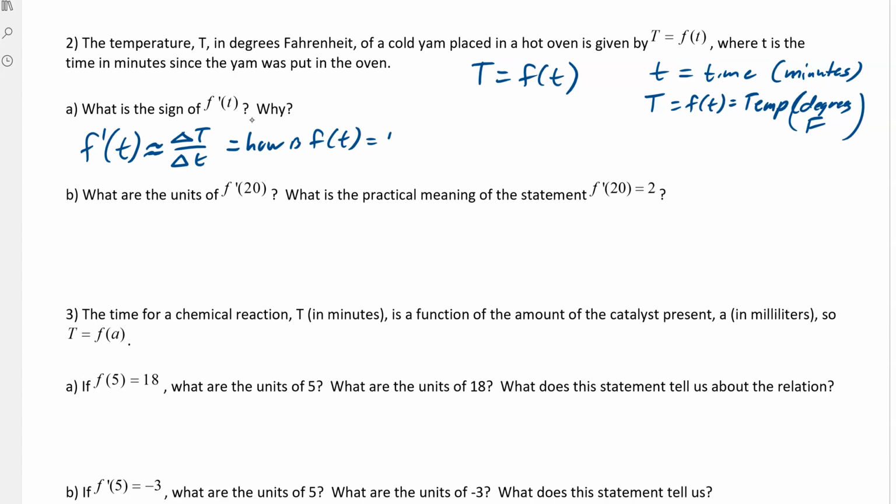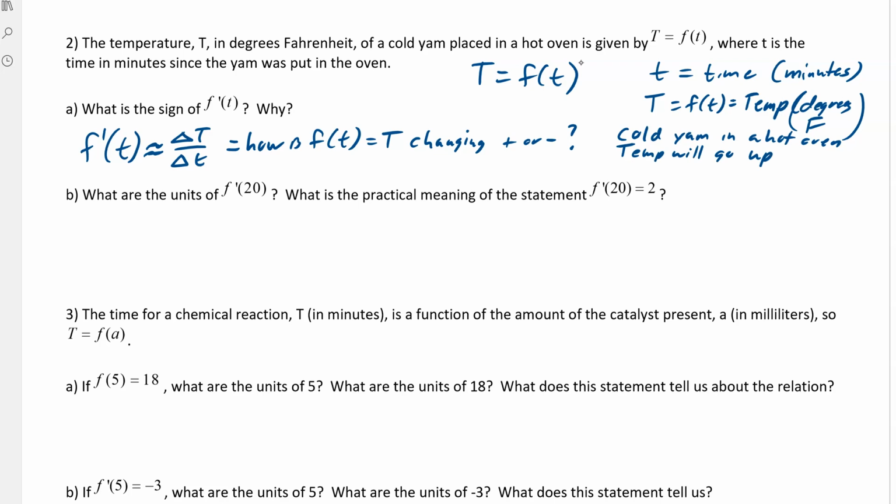So how is our F of t, which is capital T, changing? And if it's asking for the sign, is it positive or negative? That's our question. Okay, so what does T stand for here? T is the temp of what? It's a cold yam, and we're placing a cold yam in a hot oven. So if you place a cold yam in a hot oven, what will happen to the temperature of the yam? It will go up.